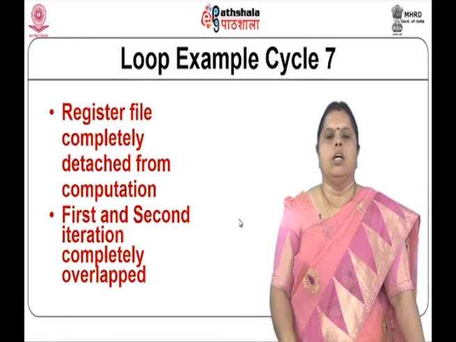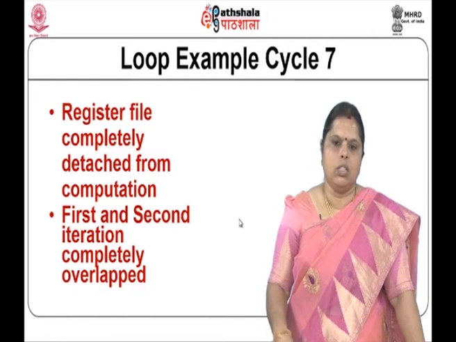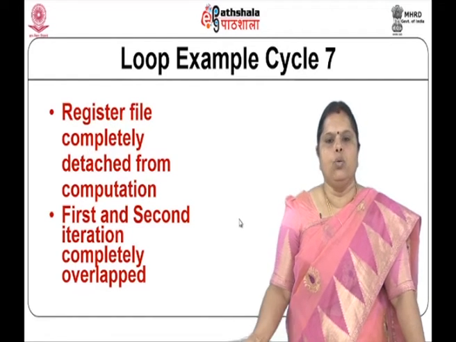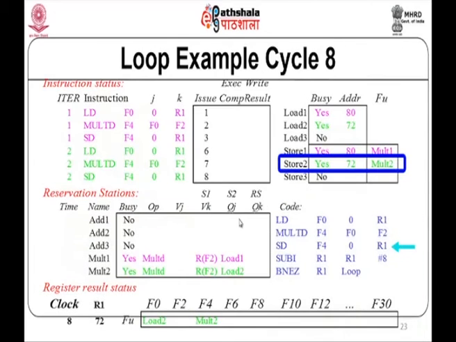So, even though all 3 instructions of the first iteration have not yet completed, you find that we have completely overlapped the instructions of the second iteration as well. In clock cycle 8, you are supposed to issue the third instruction, which is a store instruction of the third iteration. The store instruction is again issued by allocating a store buffer entry there. So, the store 2 buffer is allocated there. The effective address, which will eventually get calculated to 72, is given there.